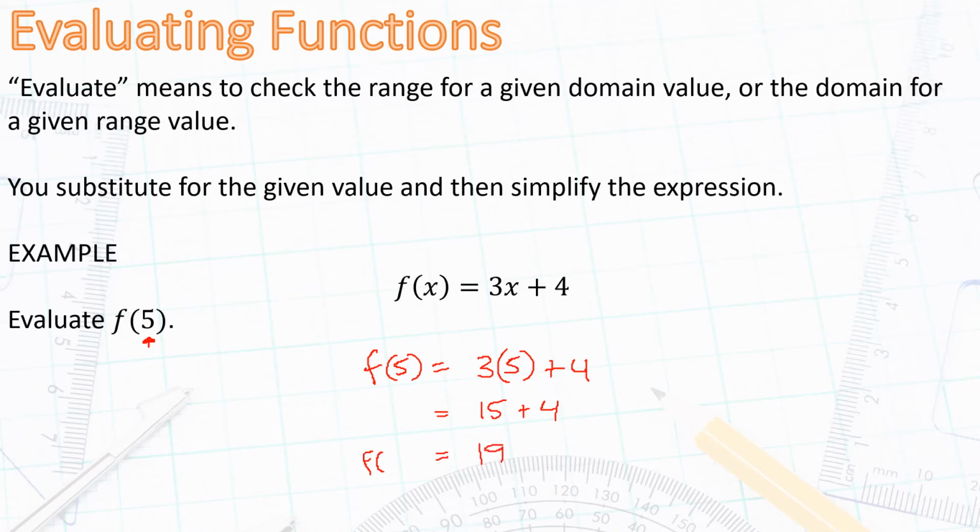So we would say f of 5 is 19. And if this was a graph, we would say there's going to be a coordinate at (5, 19). So when x is 5, y is 19. That would be on our graph. So just a couple of things to keep an eye out for there.